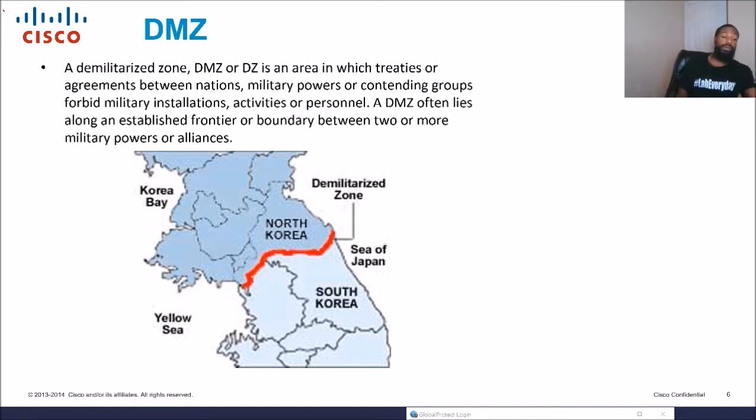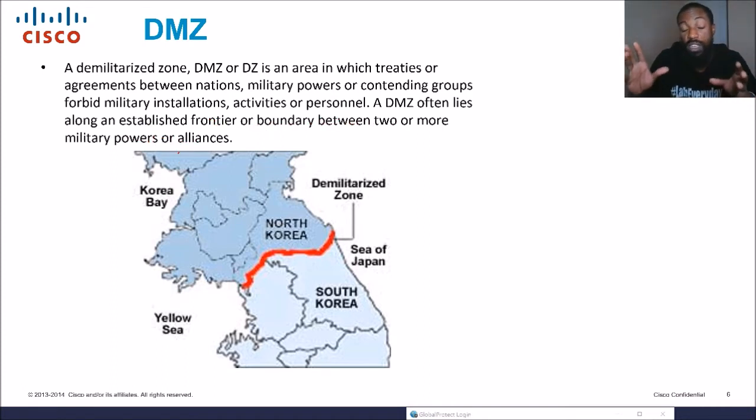Now, you might be wondering, why am I on this channel talking about DMZs or geography and stuff like that, right? Well, this is very important when we're talking about network security. DMZ is a term that we use a lot in network security. This is why I wanted to bring this up. I wanted to talk about what a DMZ is first, before we talk about it as it relates to network security. A DMZ often lies along an established frontier or boundary between two or more military powers or alliances.